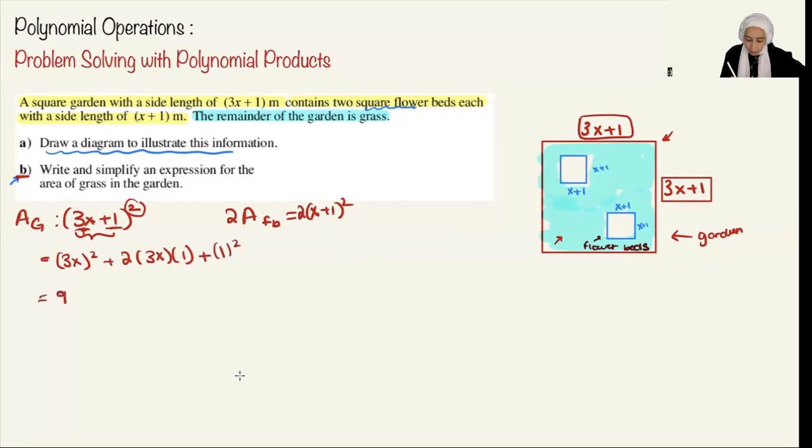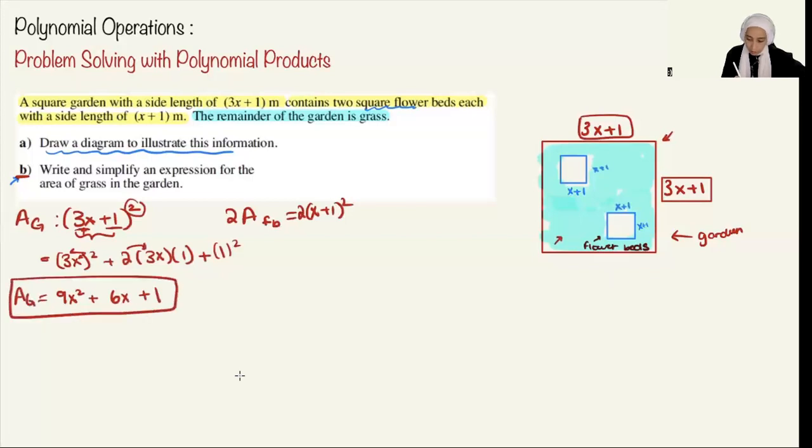So we're going to get 9x squared plus, remember, with exponents, we do power of product like that. I give each of these the square. So 3 squared, that's 9. X squared is x squared. 2 multiplied by 3x, I get 6x multiplied by 1 is just 6x as well, plus 1. Okay, so this is the area of the garden over here. This is the area of my garden.